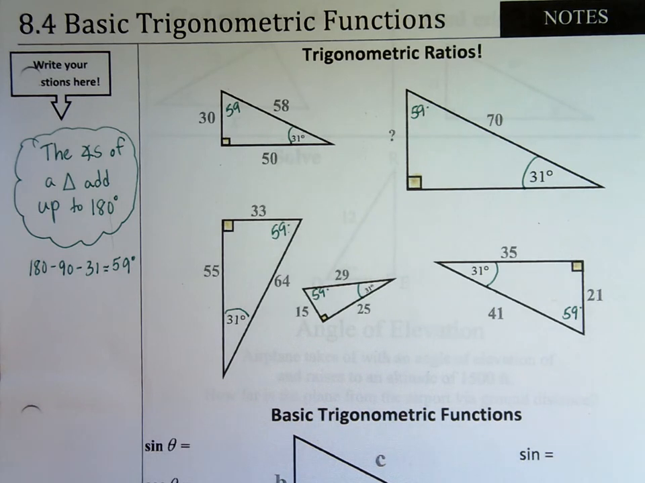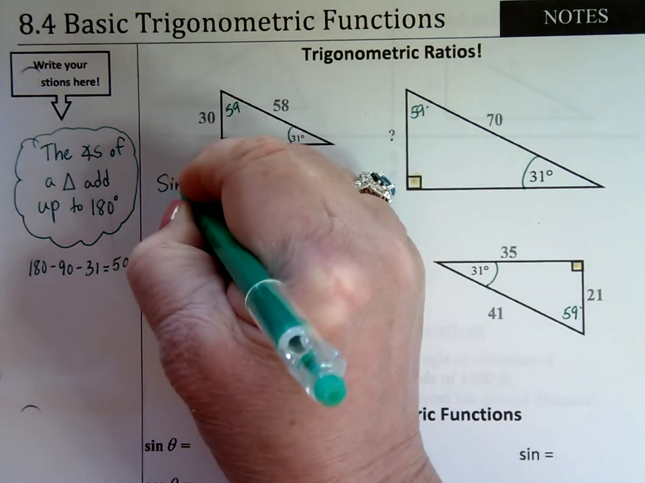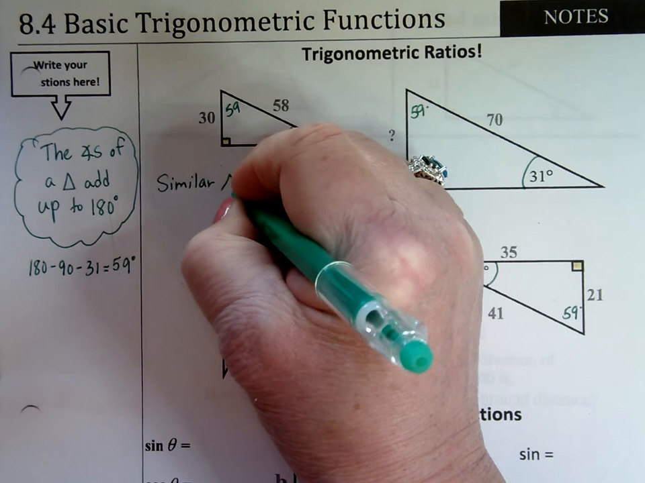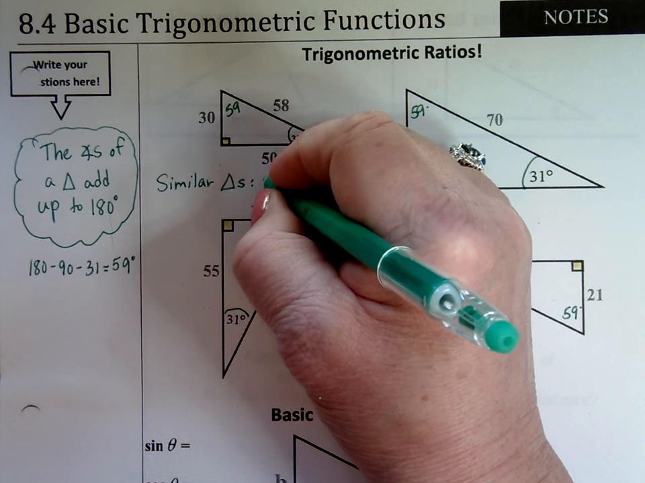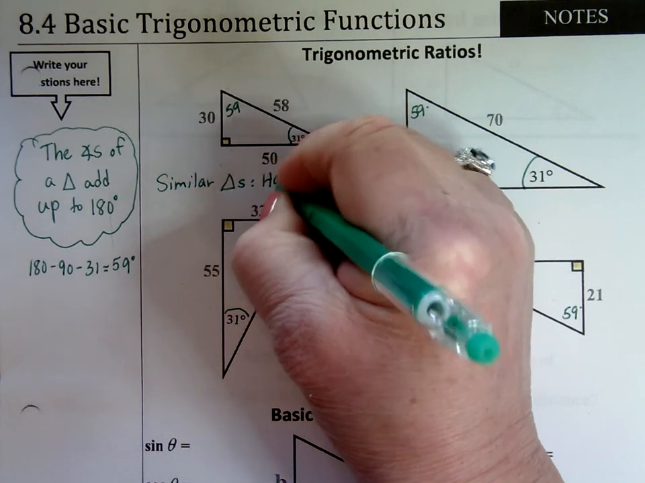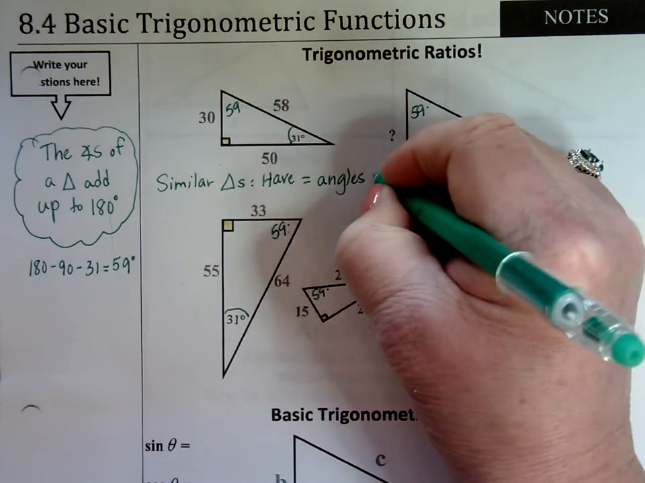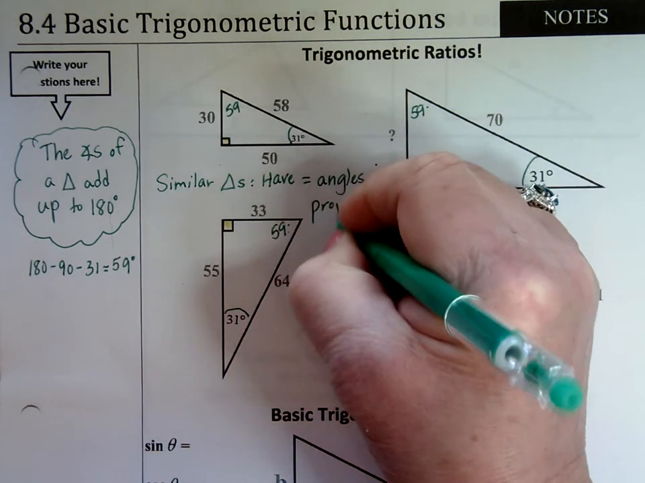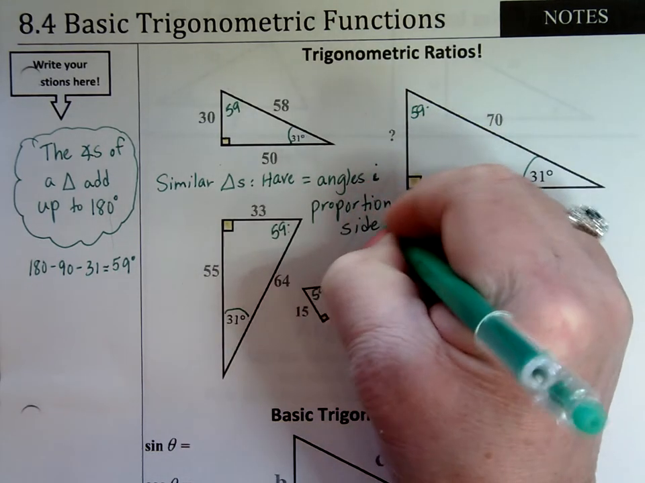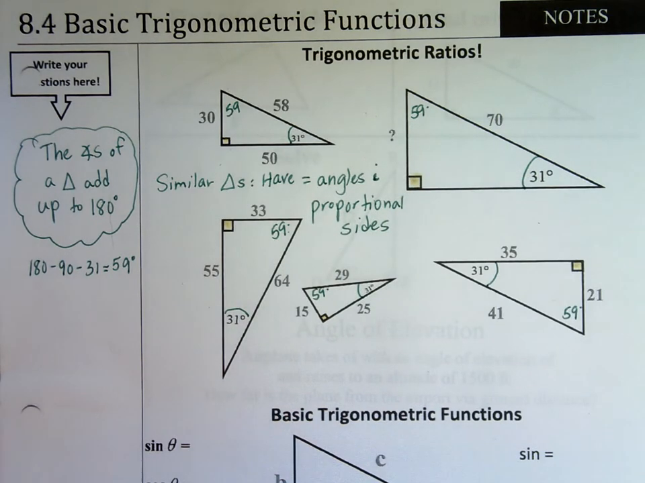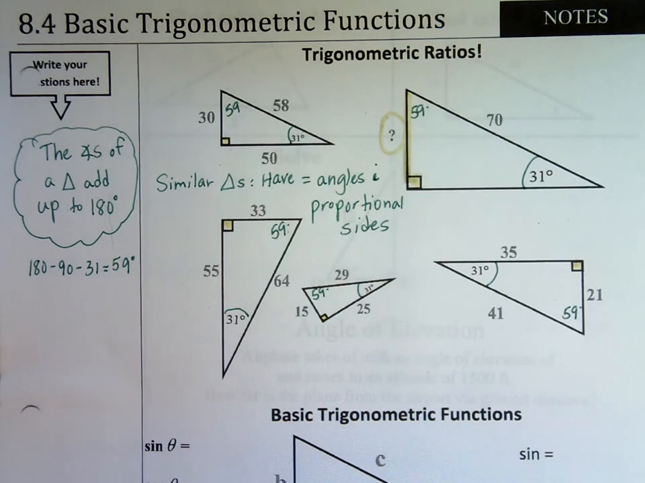But the one thing that's very important is that these are all similar triangles. If you remember that from geometry, similar triangles have equal angles and proportional sides. And you say, what does that mean? And I'm going to show you, because we want to figure out what this side is right here. Here's my big old question mark, right?